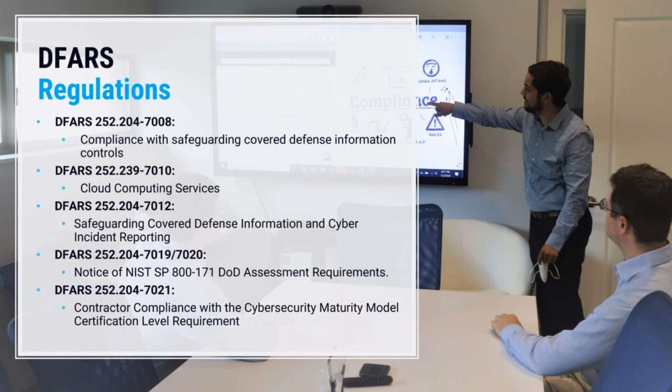The 252.204-7019 and 7020 clauses are new developments over this past year that outline the requirement to meet NIST 800-171 and to perform a risk assessment against that framework to calculate a score and maintain that score for 3 years. You're going to have to calculate that score based on your assessment. You will then submit that score to the Supplier Performance Risk System, also known as SPRS.